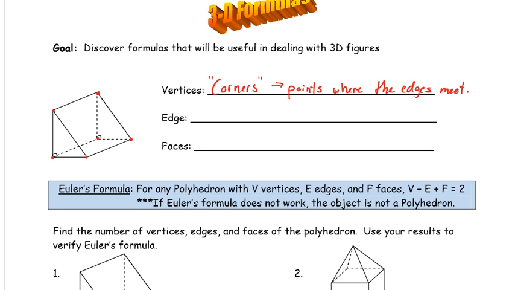Our edges, again, probably easy to figure out what our edges are, all these. Edges are kind of like the creases or the points at which the planes meet. So if you want to think of them as creases or whatever works for you, and that's where our planes meet, or faces.